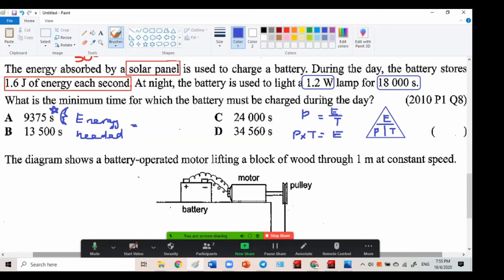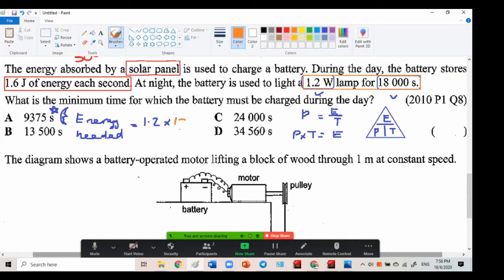So energy, now you know the power here, right? You know the time needed, right? At night, the battery uses so many watts for so long. So the energy needed is power times time: 1.2 times the time the lamp is lit. So what's the energy? 1.2 times 18,000.